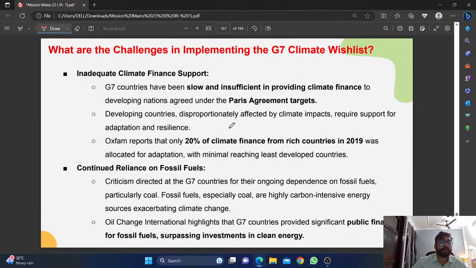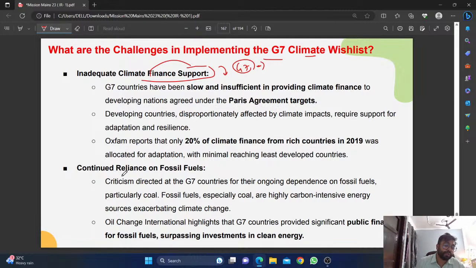Then what are the challenges of implementing the G7 climate wish list? First, inadequate climate financial support. These G7 nations are not getting enough support. They all are struggling to get the finances. This is the biggest challenge.